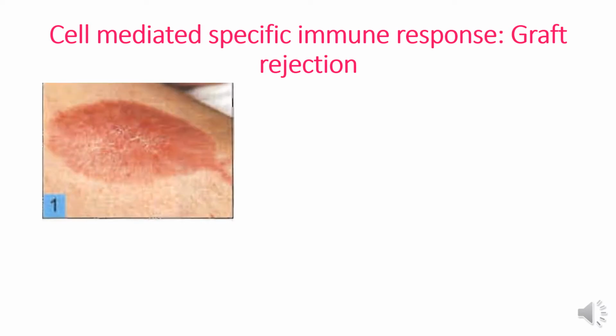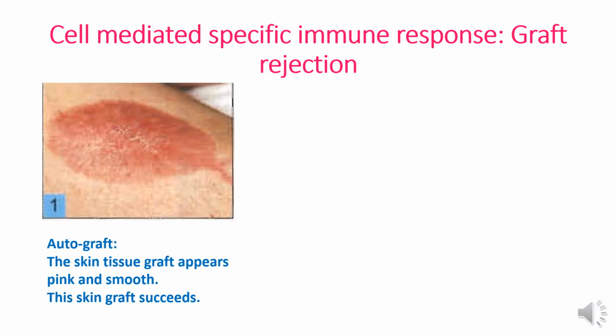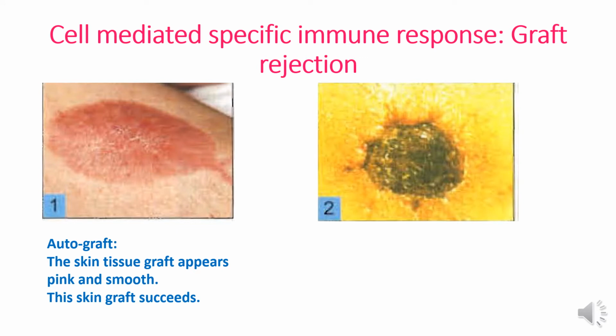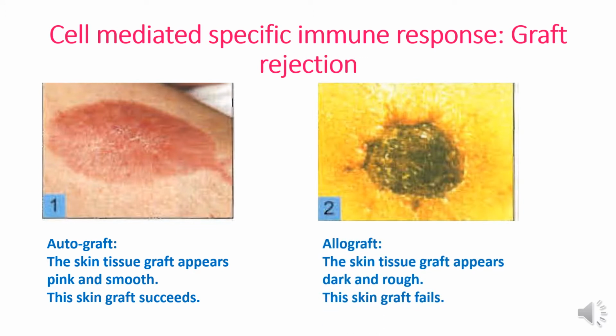Here there is an autograft of a skin tissue. The skin tissue graft appears pink and smooth. The skin graft succeeds. Whereas in an allograft skin tissue, which is grafting from one individual into another within the same species, the skin tissue graft appears dark and rough.